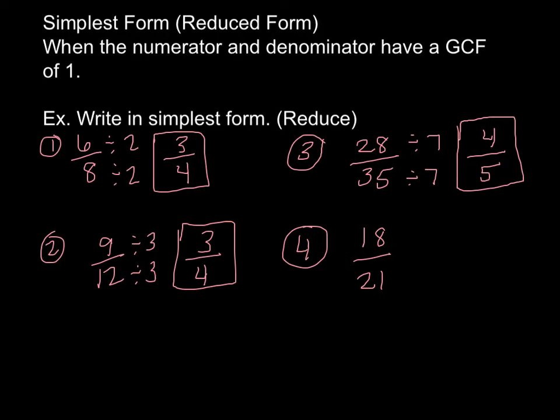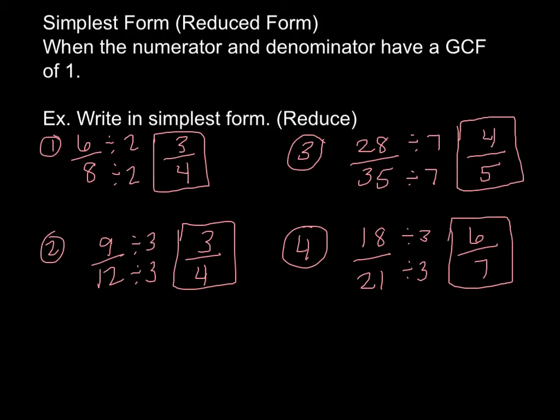18/21. Looking at this, I see I can do 3, so I'm going to start with 3. I might be able to do more later, but I'm just going to start with 3. 18 divided by 3 is 6. 21 divided by 3 is 7. Whoop, that looks like it's going to do it. 6/7 would be our simplest form.